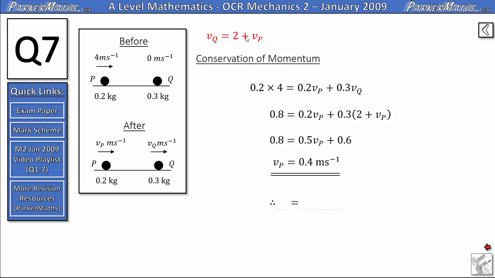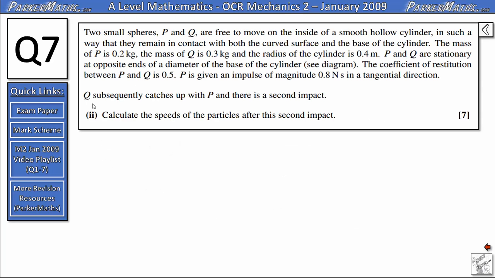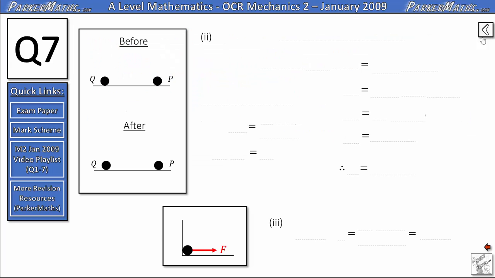Now that we know Vp, it's easy enough to find Vq, we just need to add 2 to it, meaning Vq equals 2.4 meters per second. In part 2, we're told that Q subsequently catches up with P and there is a second impact. We need to calculate the speeds of the particles after this second impact.